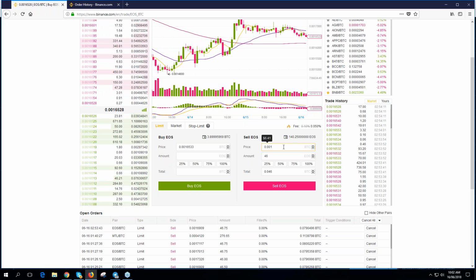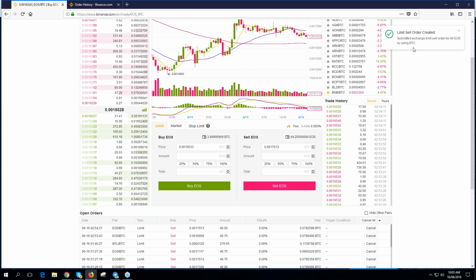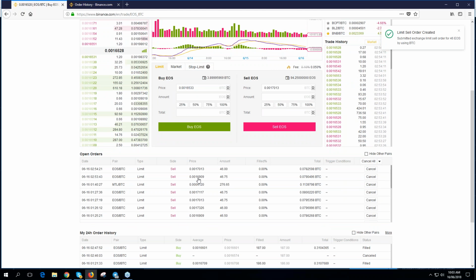So I type in 17013. And I'm going to sell 1 quarter. And I place the order. See, order limit sell, created. Now if we look here, see I've created both of those. See, I had them before, these ones here. Now I just created a sell at 16,909. I created a sell at 17,013.